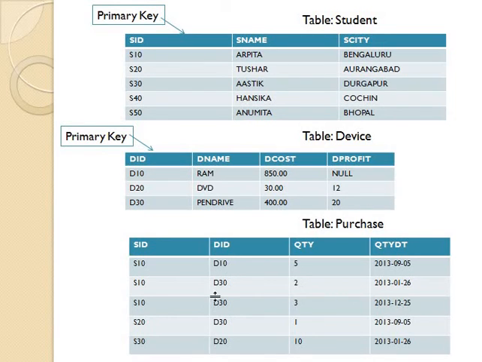And for the did value as D30 in the purchase table, the associated device name for the same did value, which is D30 in the device table, is PENDRIVE. So for the did value as D10, the device name is RAM, and for the did value as D30, the device name is PENDRIVE. Now since the SID value S10 is occurring thrice, for the first SID value, which is S10, having the did value as D10, the device name will be RAM. And for the second and the third SID value as S10, whose did value is D30, the corresponding device name will be PENDRIVE. And you can easily find it out here from the device table.